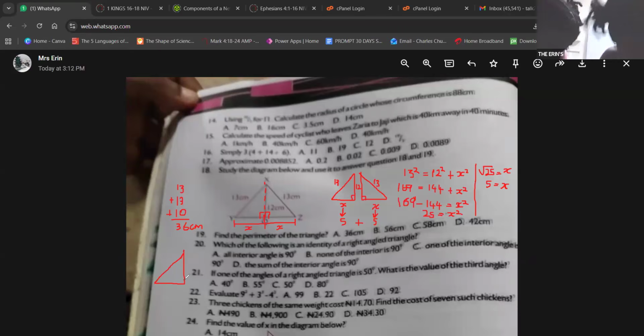Right. So I've imagined it. Right. So they said one of the angles is what? 50 degrees. So what will be that third angle? What will be this third angle? What will it be? What will be the third angle?